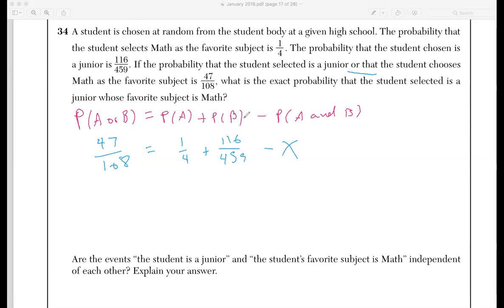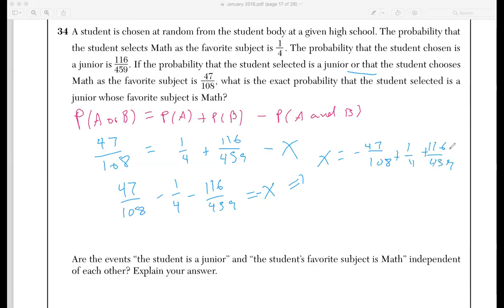So you could use your calculator in all of this. And essentially what you want to do is just 47 over 108 minus 1/4 minus 116 over 459 equals negative X. So multiply both sides, find what x is, and then just unnegate it, essentially. Or you can rewrite it as x equals negative 47 over 108 plus 1/4 plus 116 over 459.